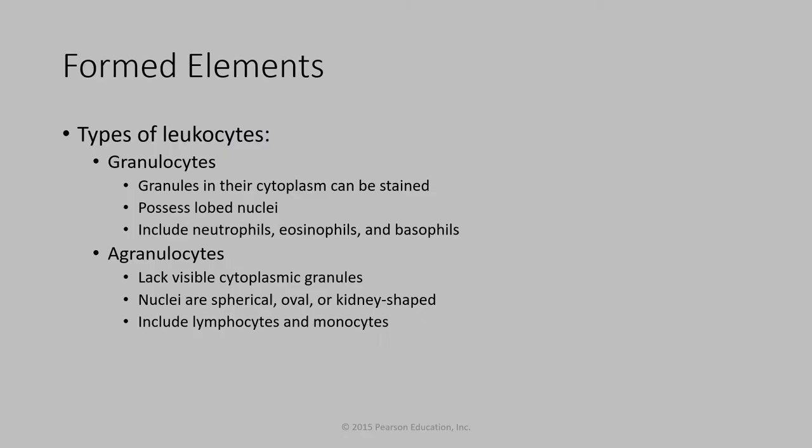So the formed elements, the type of leukocytes, we have a way of dividing them. You know how we like to subdivide everything. So there are 2 main categories, the granulocytes and the agranulocytes. The granulocytes, when you stain them, it looks like there are grains, almost like someone's dumped a bunch of sand in the cytoplasm. They do tend to possess nuclei that are lobed, and this will include your neutrophils, your eosinophils, and the basophils. The agranulocytes don't have those granules that you can see when you stain them. The nuclei tend to look either kind of kidney-shaped, oval, or spherical, and this will include your lymphocytes and your monocytes.